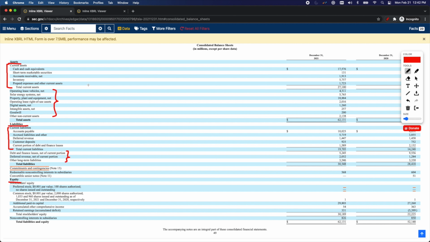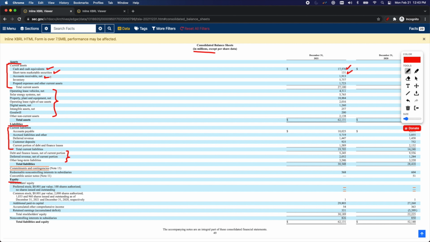So some of the assets we can point out here. The first one, cash and cash equivalents. Tesla has lots of cash, $17.5 billion worth. They also have some marketable securities, short term. Basically they can turn these marketable securities into cash very quickly. $131 million worth of that. All the units here are in millions, by the way.